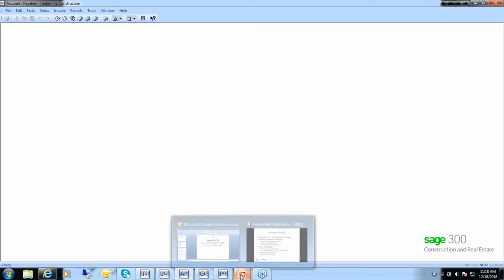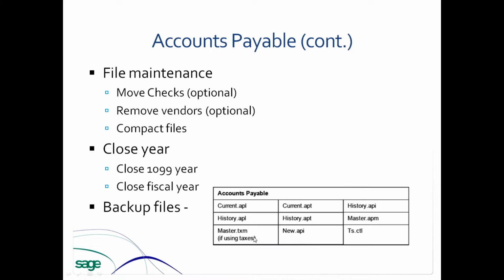Now, as far as maintaining your AP files, under the Tools drop-down, there is a Move Checks option. There's also a Remove Vendors option. Now, both of these are marked as optional. Depending on the size of your company, though, if you have a lot of vendors and you write a lot of checks and you get a lot of invoices, you should be moving stuff to history once a year, maybe leaving a year and a half of information in the current master and the current file.